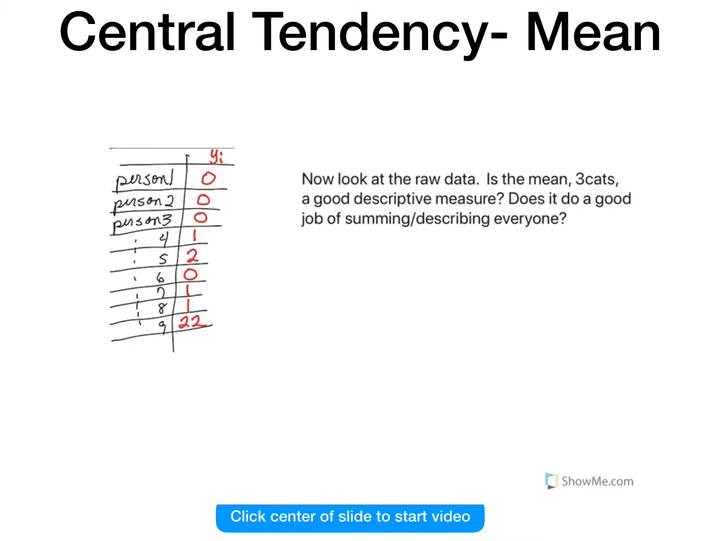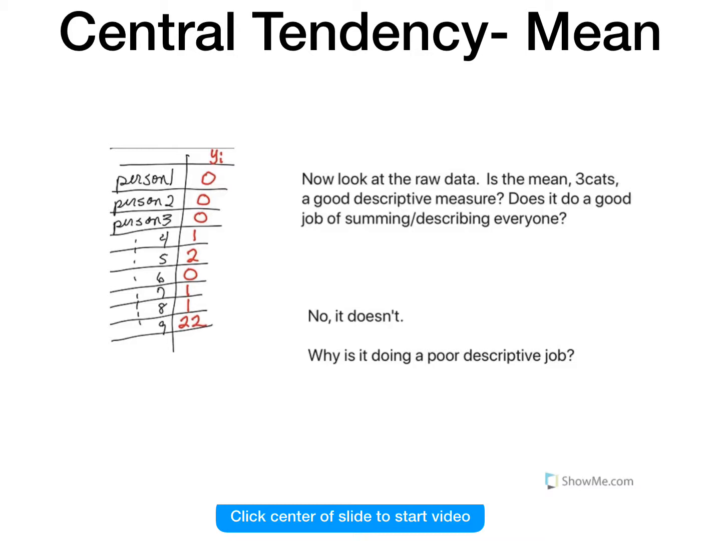Well, when we look over the data, nobody actually has 3 cats. A lot of people have 0. 3 of them have 1 cat. 1 person has 2. That's the only person that's close. So it's not doing a good job. If we're going to pick one number to summarize all 9 people, 3 doesn't seem to be a good way to describe typical or average cat ownership.